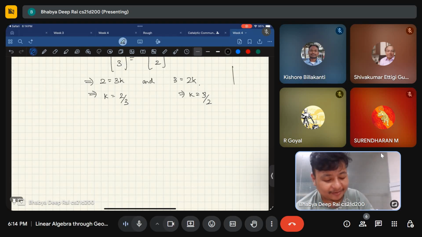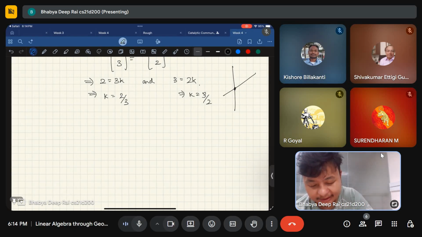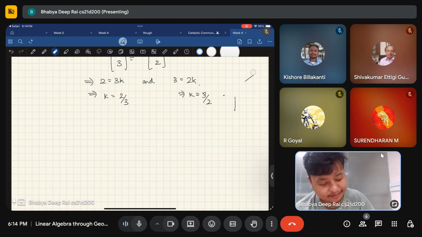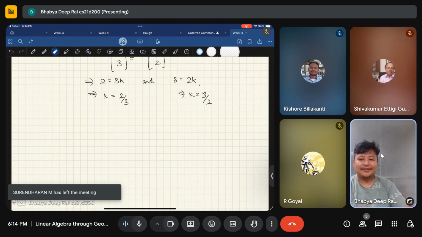The other way to interpret it would be drawing lines and then finding if they are parallel or not. Okay, if they are parallel or not. And are there any other creative ways to do it?